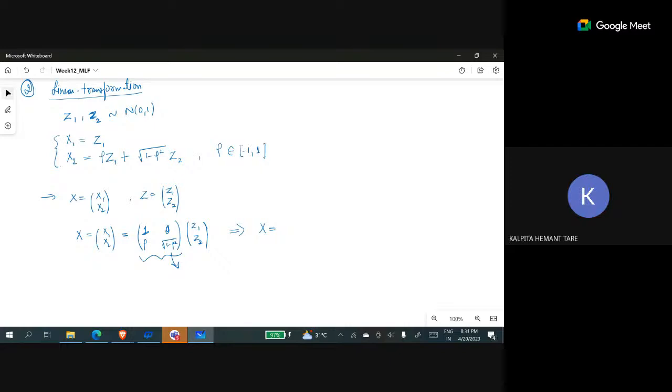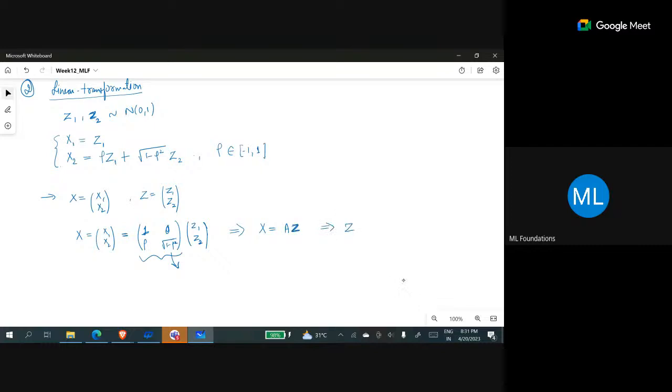Ma'am, but in the second row and second column, the term, is that not the derivative with respect to z2, right? The derivative with respect to z2. Root x is 1 by 2 root x, right? No, I am differentiating by z2, so that is a constant for me. Okay. Got it. All right.